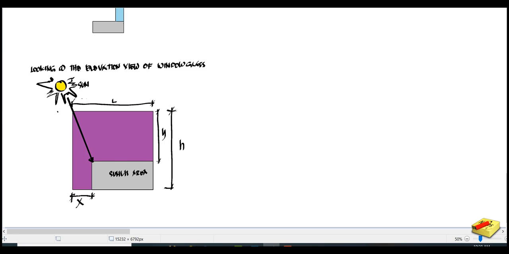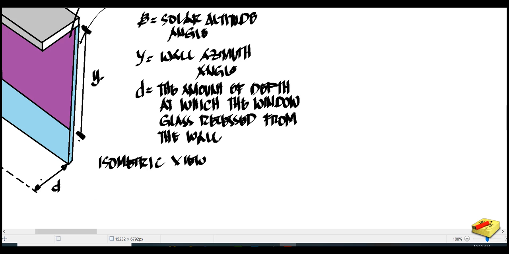So properly define D: it is the amount of depth at which the window glass recesses from the wall.